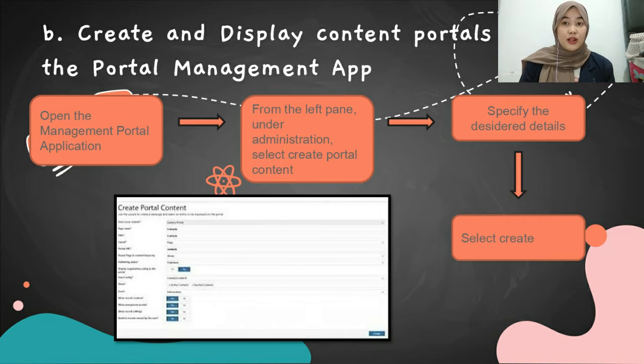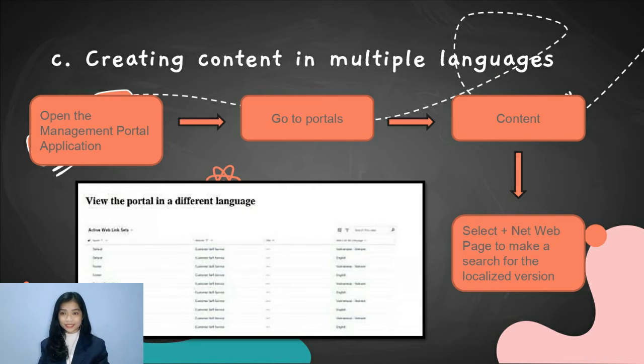The create portal content window will appear. 3. Specify the desired details. If you need additional help, navigate to any field. 4. Select create. C. Creating content in multiple languages. So there are 4 steps.